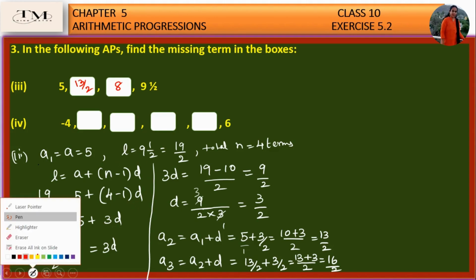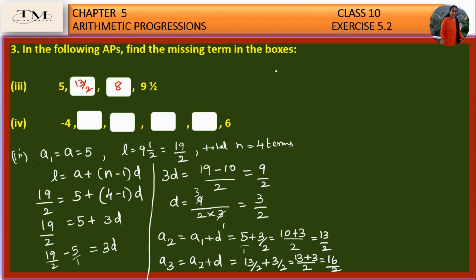So I am moving on to the fourth one. In the fourth problem, what is given? First term a1 equal to minus 4 and last term L is equal to 6. How many terms are there? 1, 2, 3, 4, 5, 6 terms. So n is equal to 6 terms. So using these details, we can find out the common difference d.